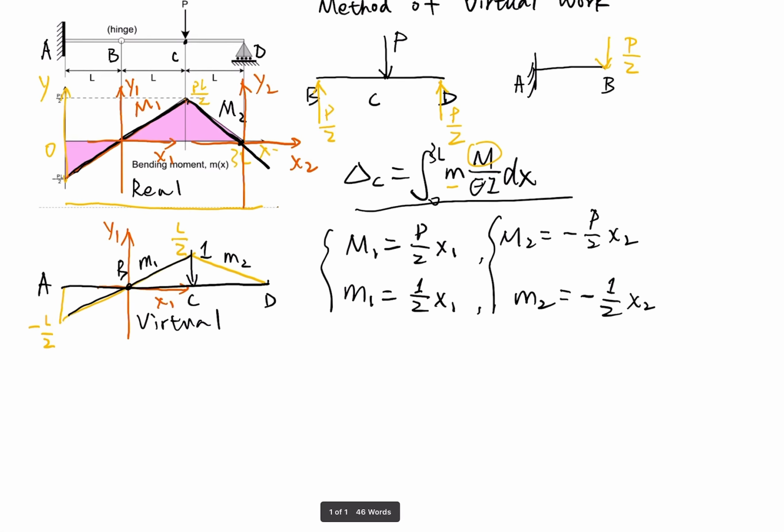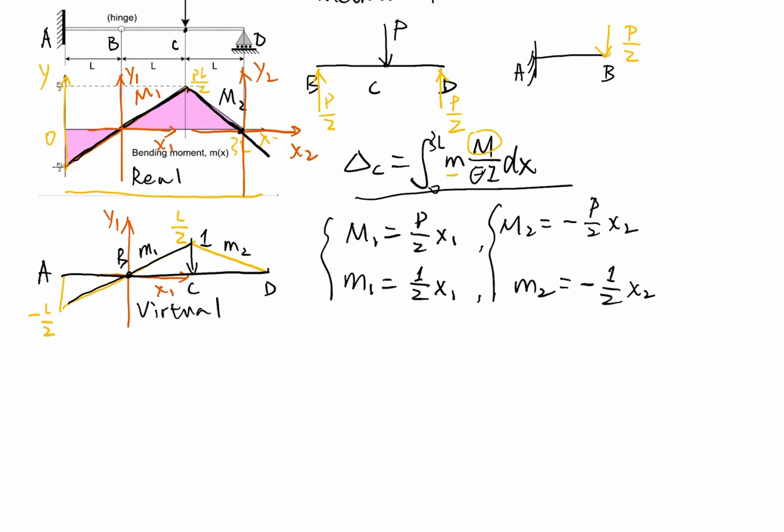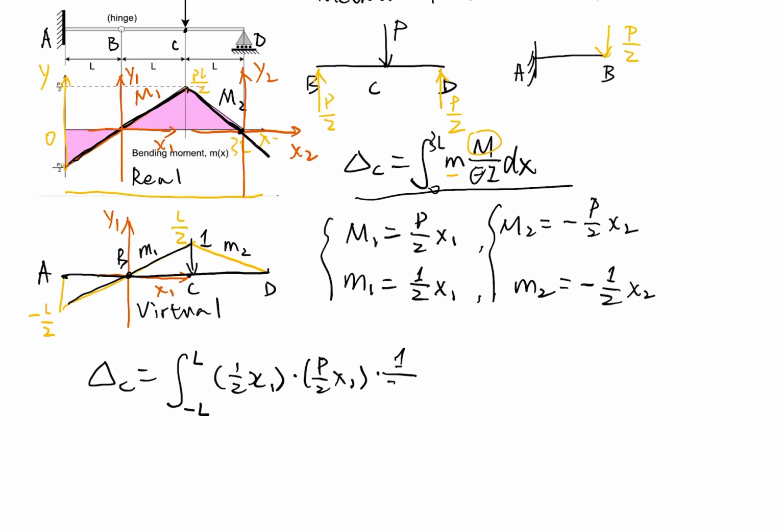integrals. So we go to here. So that delta c can be expressed by two integrals. First of all, for the y1, x1 coordinate system, it changes from negative L to L, from A to C. So we have small m1 is 1 over 2 x1 times capital M1, p over 2 x1, times 1 over EI dx1. Okay, this is the first part.